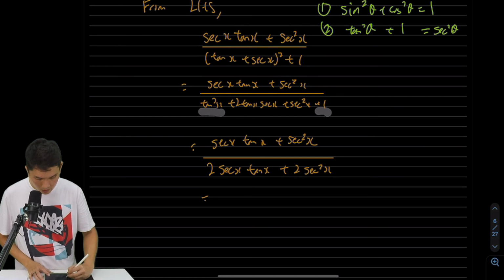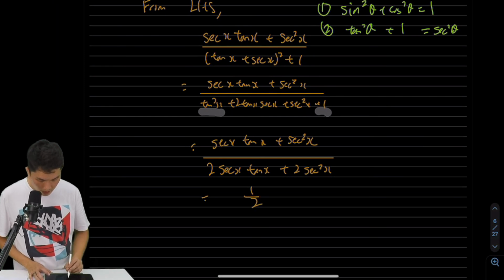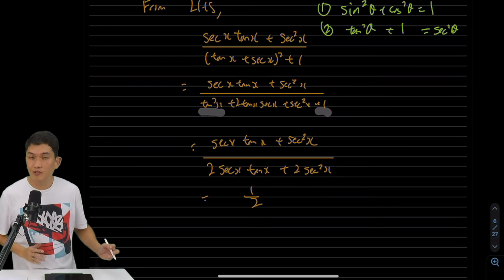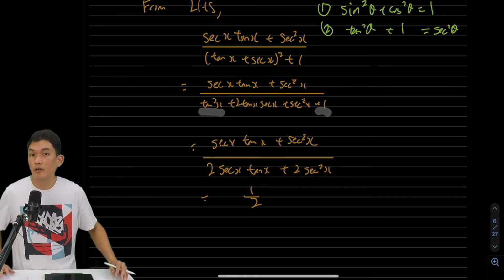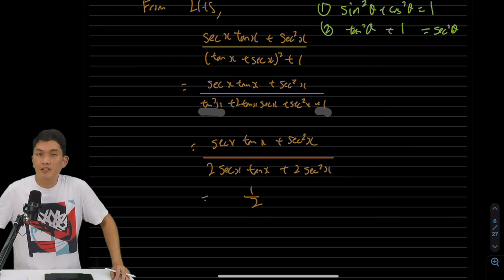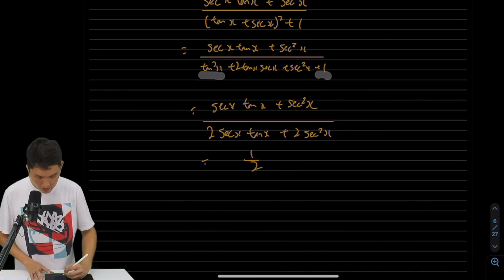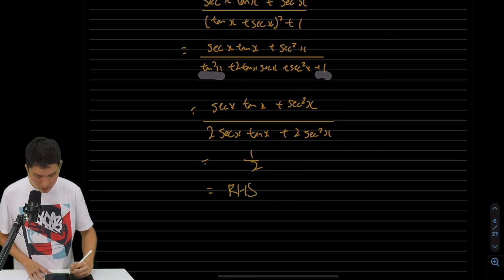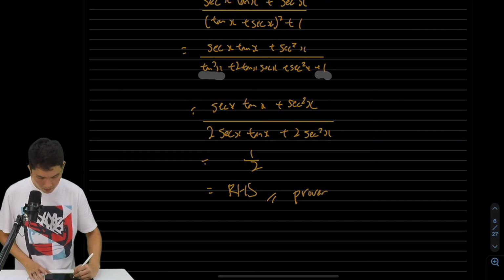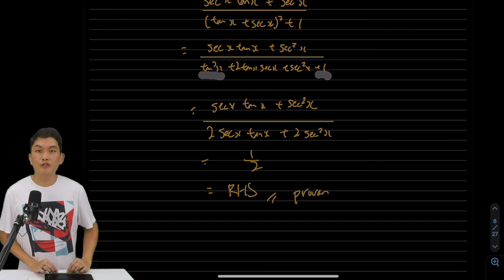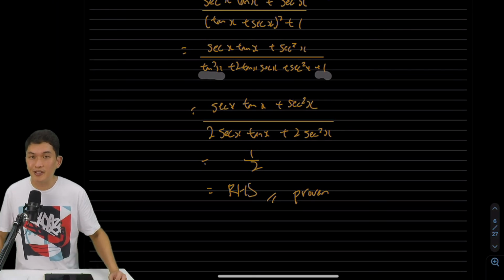And then from here you can see that it's really just half, because I have one copy of secant x tangent x, I have 2 copies of secant x tangent x at the bottom, plus 1 copy of secant square x and 2 copies at the bottom. So the bottom is exactly twice the numerator, and that's 1 over 2. Don't forget to wrap this up by saying that this is actually the right hand side, and thus we have proven this. Right, so that was question 3. Hope that helped. I'll see you in question 4.